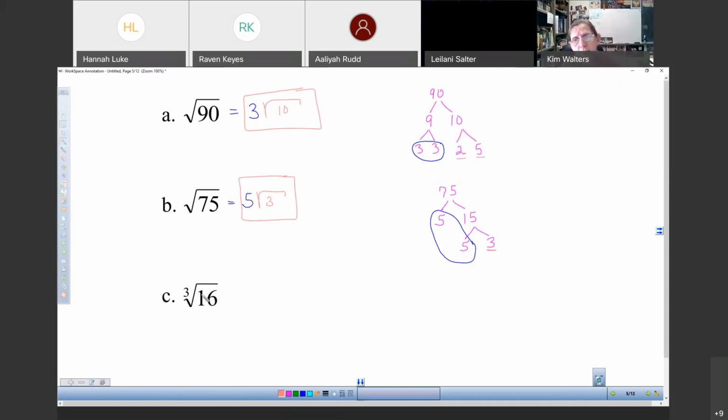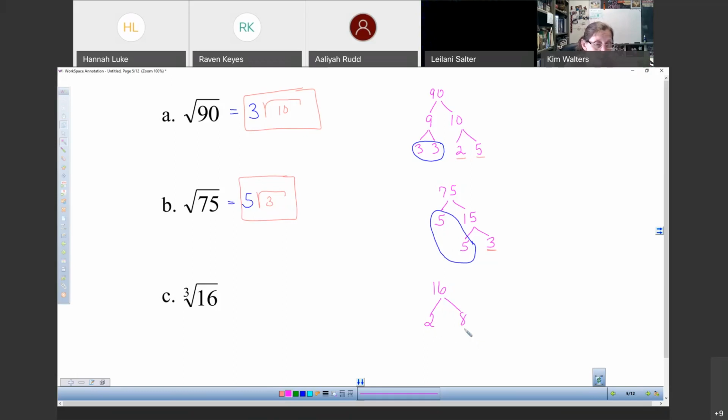So what's different between A and B and then C? Well, what's different is this is a cubed root. So rather than looking for pairs of numbers, I'm going to be looking for 3 of a kind, okay? So I'm still going to take 16 and factor it. Now 16 is an even number, and so I know 2 divides into every even number. Just like I knew that if something ended in a 5, then 5 divides into it, and when something ends in a 0, 10 divides into it. That's always a very helpful thing to know.